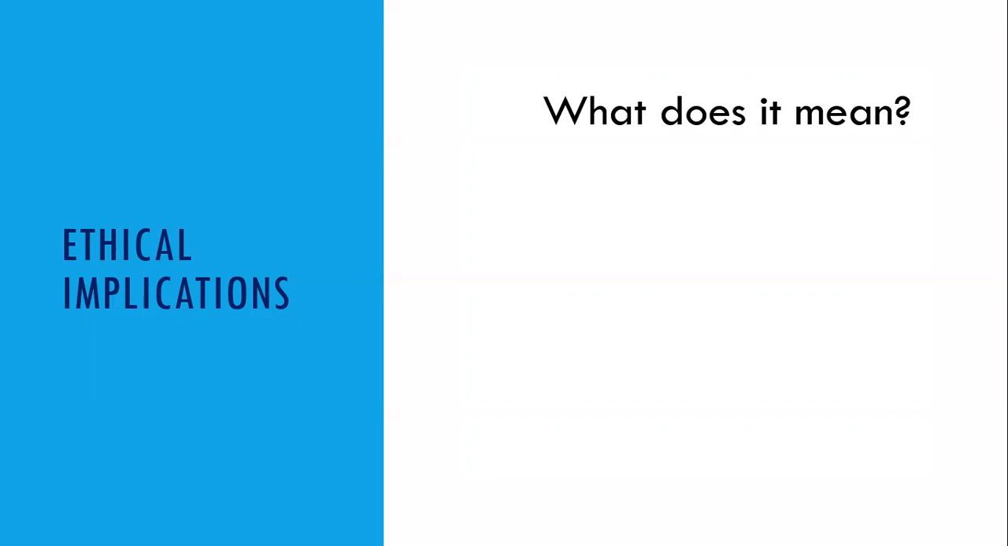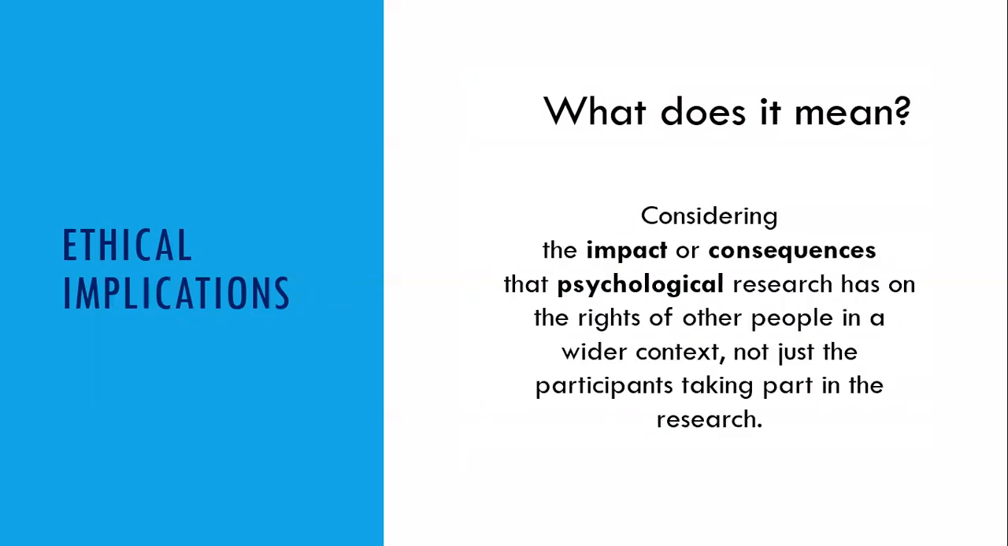What does this mean? So it's considering the impact or consequences that psychological research has on the rights of other people in the wider context, not just the participants taking part in the research. So when we're looking at the implications, we look at how it impacts on the participant, but we've also got to look at the bigger picture. How does it affect the participant's family?